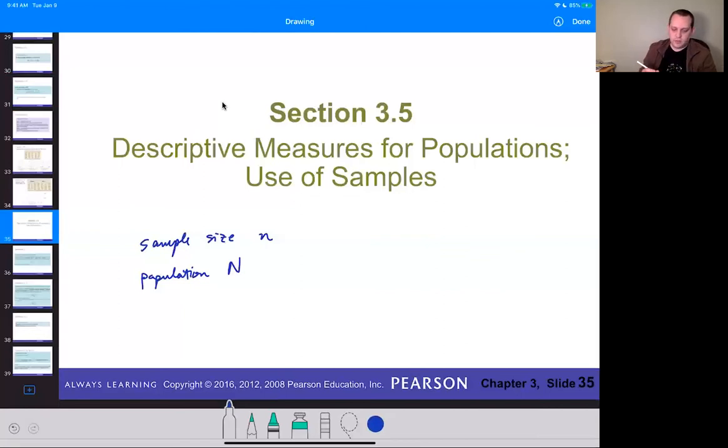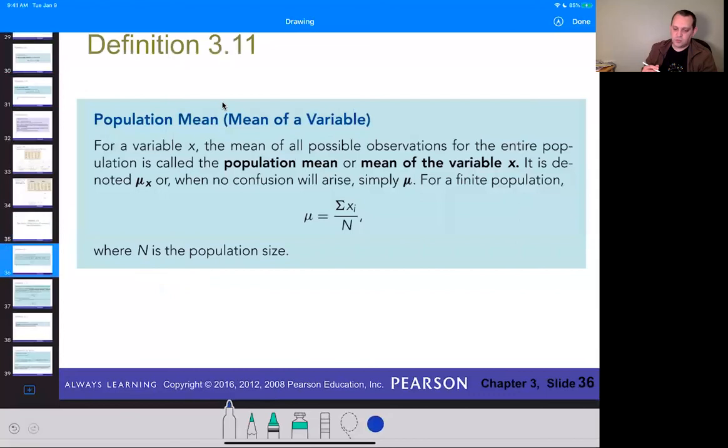And we have different notations for these things as well. For the sample mean, we had X bar. For the population mean, we're going to use mu. Now this is defined basically the same as before. You add up all the values, you divide by however many data points you have, you divide by the population size, and that's the mean. So there's not really too much there.